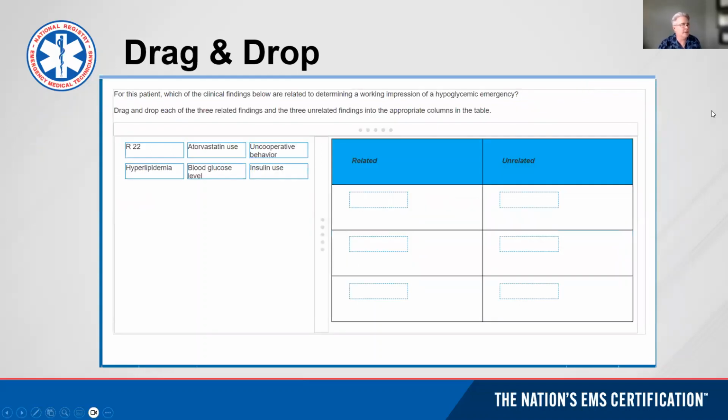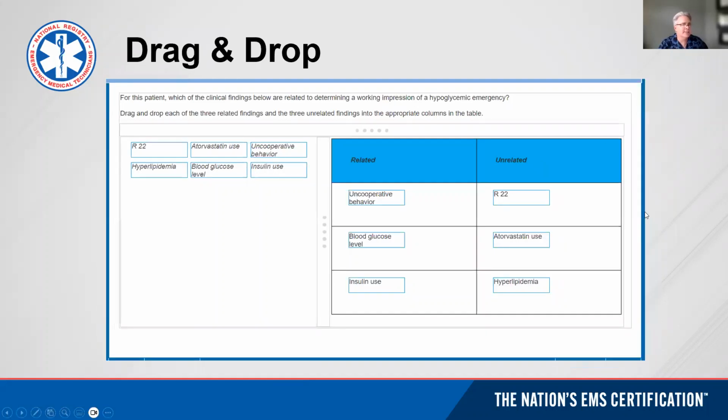We saw a minute ago the drag and drop. So this one here again is related to that same scenario. It says for this patient, which of the clinical findings below are related to determining a working impression of a hypoglycemic emergency? And so I would just pick these up and drag them over to the right spot.